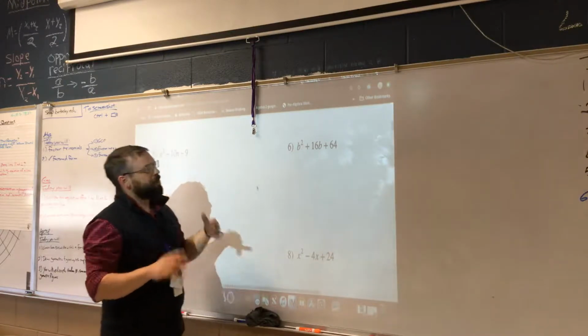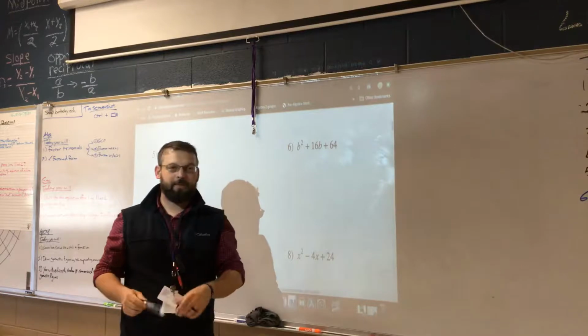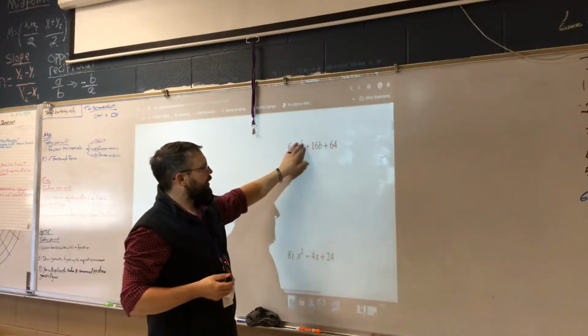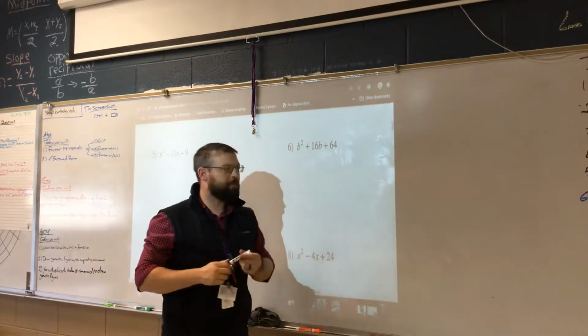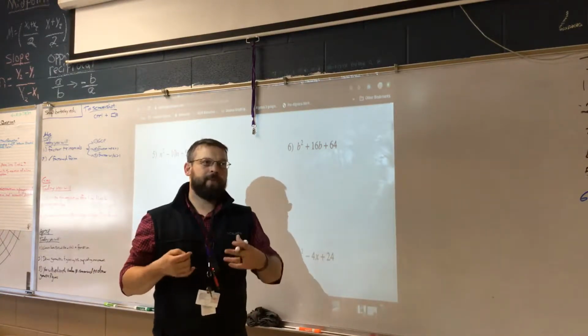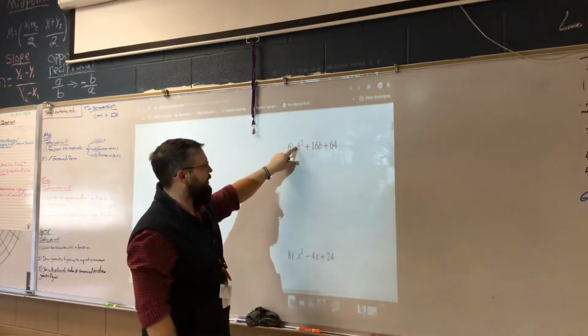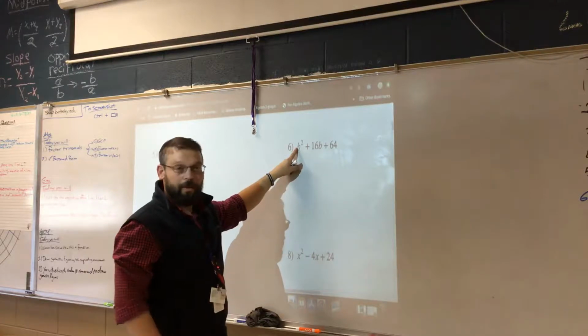So, talking about factoring trinomials with the a value equal to 1. We'll do number 6 right here as an example to get started. Remember, when I'm talking about the a value being 1, I'm talking about the leading coefficient. That number is equal to 1.